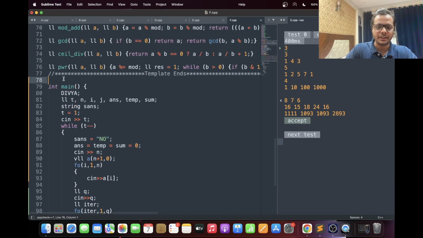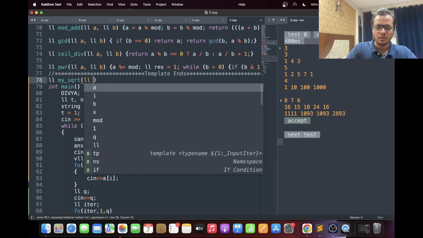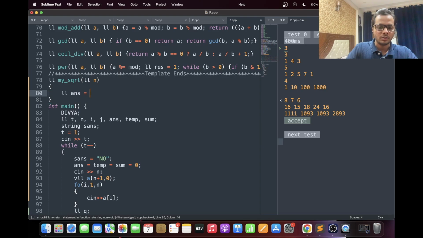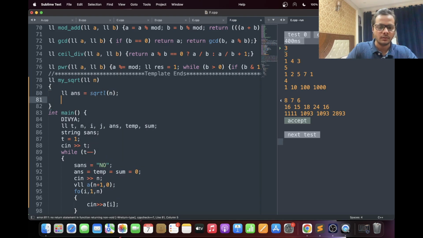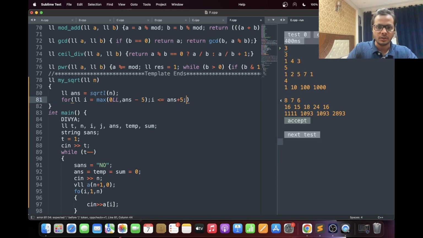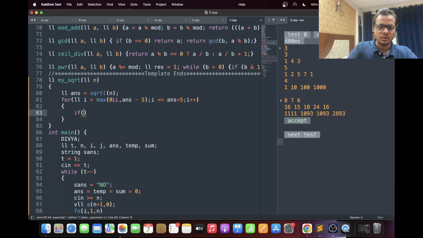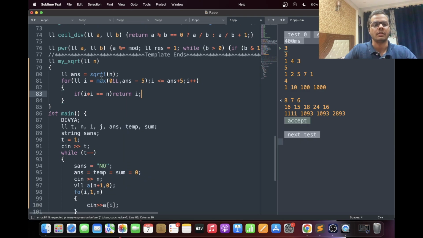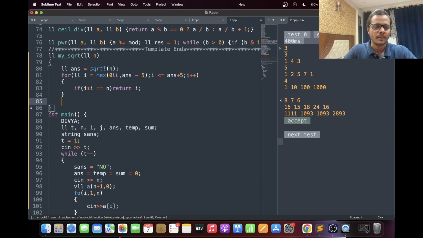Let's just write a function to find the square root, my square root. Answer is square root of n. i is equal to max of 0 and answer minus 5; i is less than or equal to answer plus 5; i plus plus. If i into i is equal to n, then we'll just return i. That sounds about right.